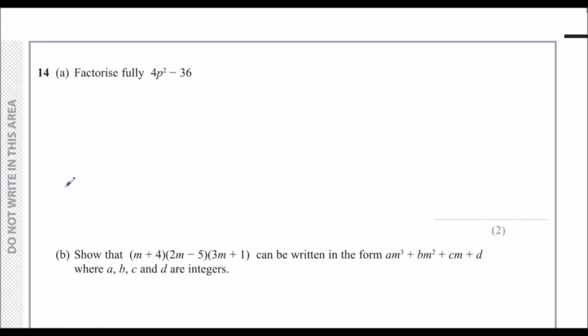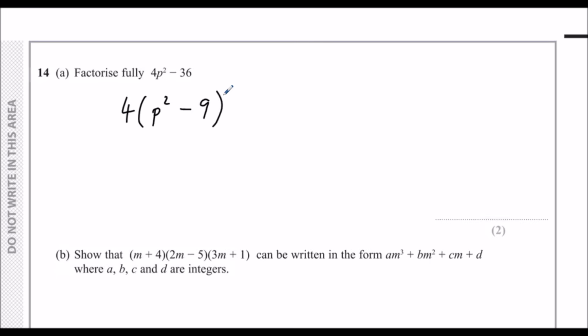Question 14. Factorize fully 4p squared minus 36. So firstly, we could take 4 out. So 4 can come on the outside. We'll have 4, and then 4 times p squared makes 4p squared, and 4 times negative 9 makes negative 36. We're not finished because we could factorize that bracket again.